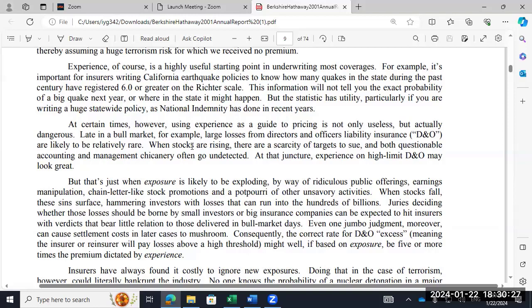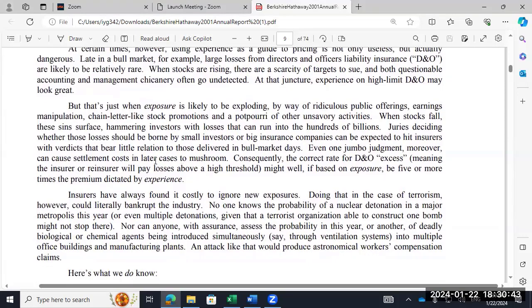You that are finance and actuary majors, you can be sued personally if you make a bad decision. Your firm provides you some insurance, but how much? Is 25 million enough? You know, that's the question you've got to ask. But you are sometimes more exposed than others. That's just when exposure is likely to be exploding during a bull market. Why? Because things are overpriced. There's a lot of risk. When stocks fall, everything is exposed, and that's when you start having bad losses.